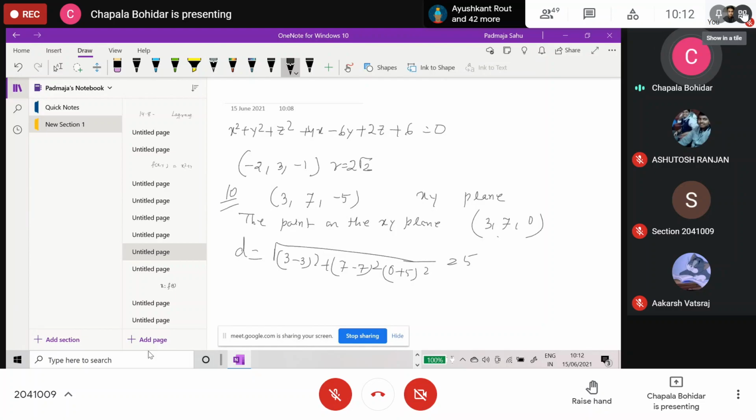Immediately start the multiple choice question. Clear? Is all of it clear? Yes, ma'am. So similarly, find out the distance to the yz plane and the zx plane. Find out your answer.